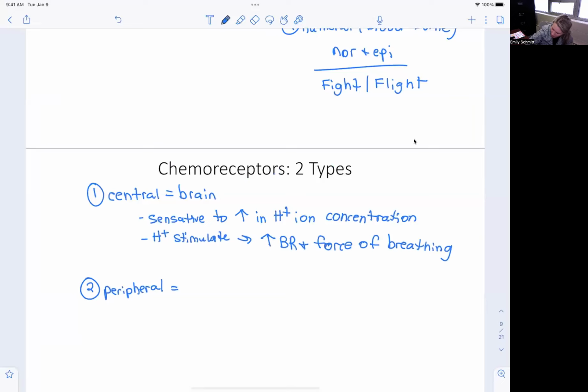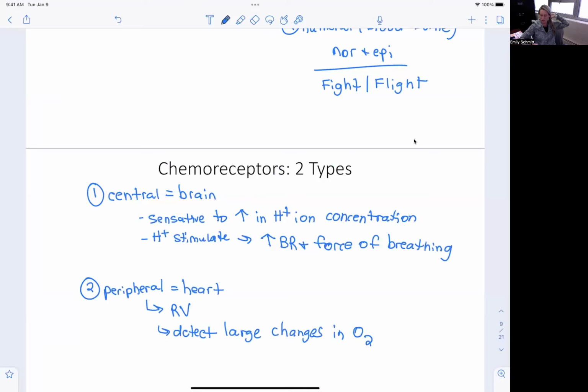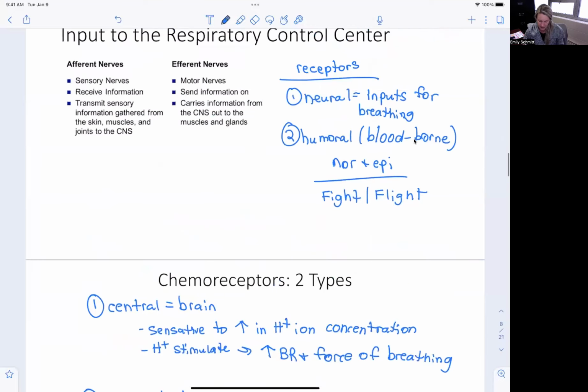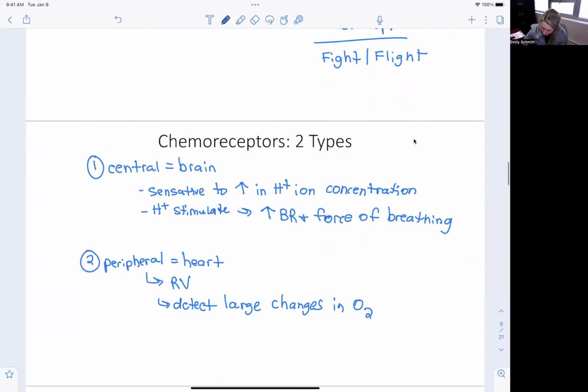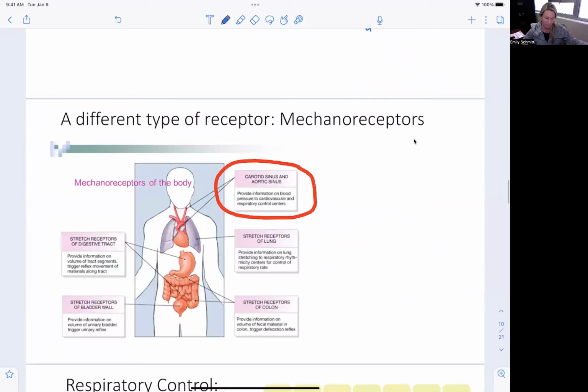The second is peripheral. For this example, we'll talk about the heart. So these peripheral chemoreceptors in the heart are particularly in the right ventricle. And what they do is they detect large changes in oxygen. And so between these central and peripheral chemoreceptors, this is another way to discuss the input and sort of the control of the respiratory center.